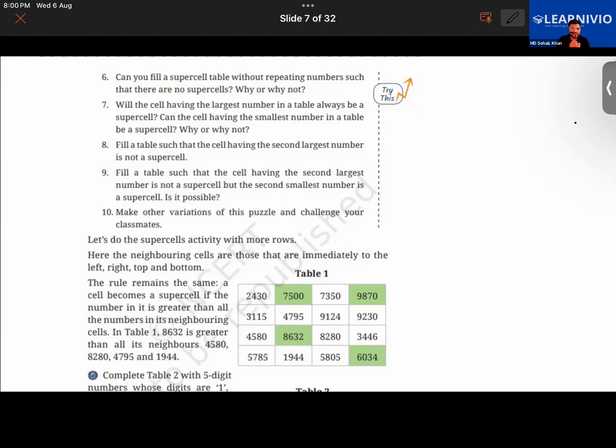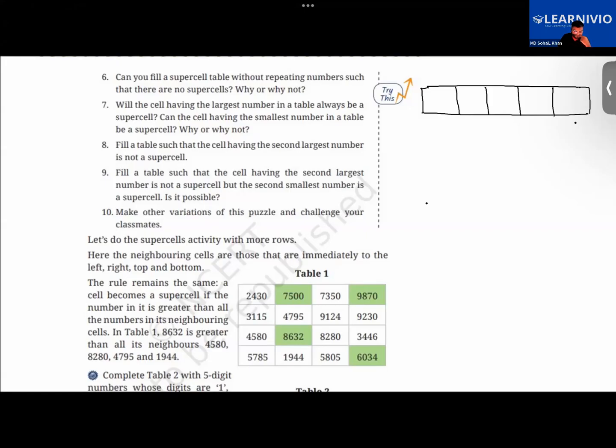It says, can you fill a supercell table without repeating the numbers such that there are no supercells? It is not possible, because there will always be at least one number that is greater than its neighboring cells, unless all the numbers are identical. Suppose we draw a supercell table like this with 5 cells. Can we fill it without repeating numbers so that there are no supercells? No, there will always be at least one number greater than its neighboring number.